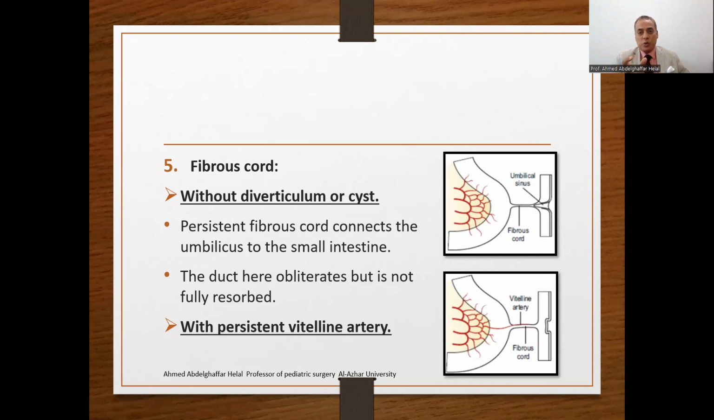So this duct is very important. It connects the primitive yolk sac to the mid-gut loop. At the 4th week of gestation, usually it obliterates completely and disappears. If it persists, only the intestinal part may persist, presenting as Meckel diverticulum. It is a true diverticulum, a true protrusion in the wall of the ileum, formed of all layers of the ileum.